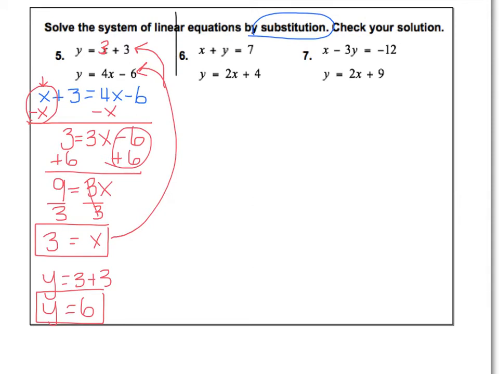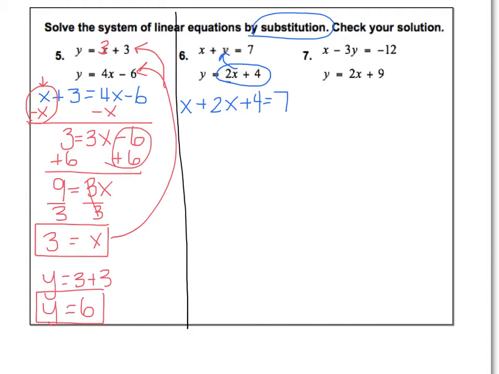Moving on to problem 6, I'm going to do the same thing as before. I look to see which equation tells me what either x equals or what y equals. Since this one tells me what y equals, I highlight that and I have to plug it in to the other equation. So then I'm going to rewrite that equation. Instead of x plus y equals 7, I'm going to write x plus what y equaled, which was 2x plus 4, and then I bring down my equals and my 7.